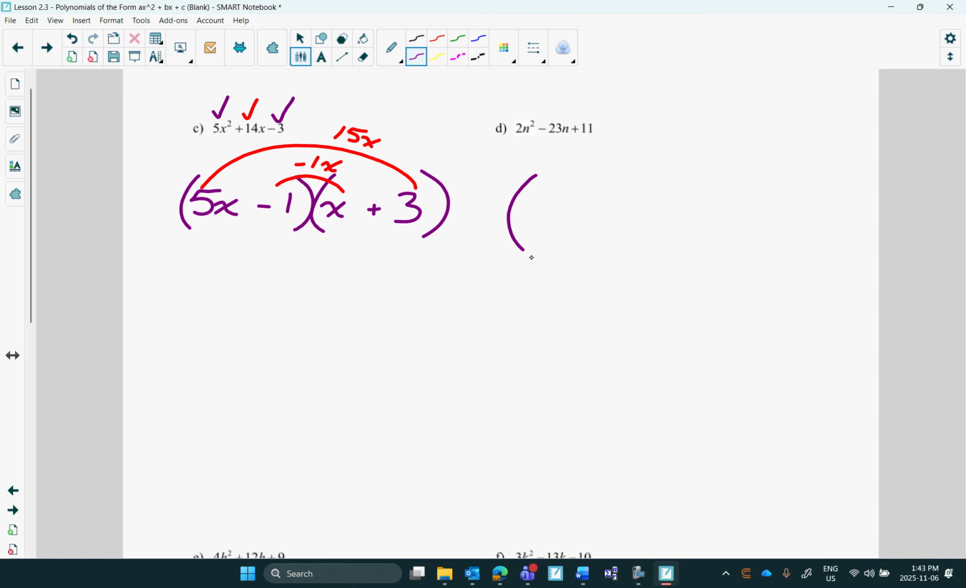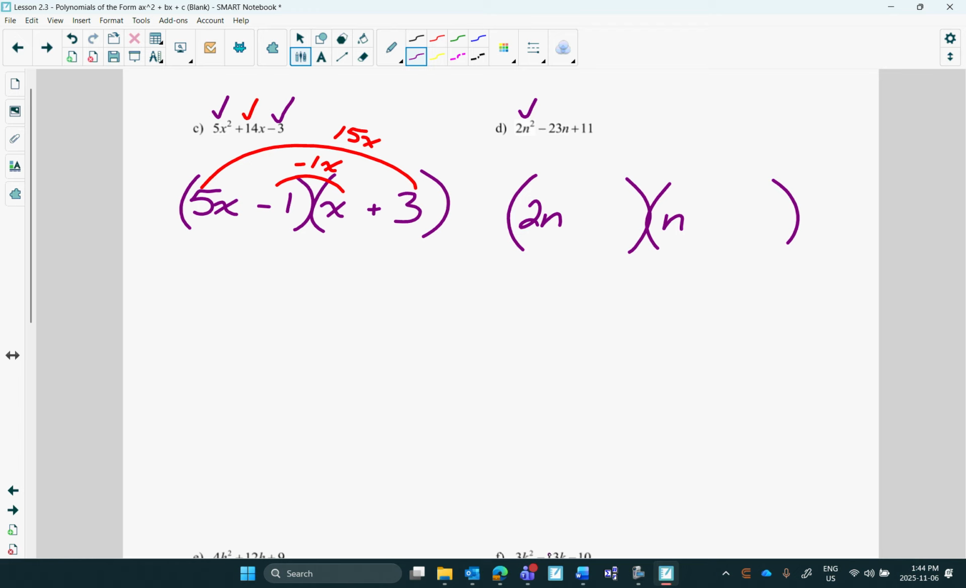Two sets of parentheses. This one's a little bit tricky. Two things that multiply to get 2n squared: 2n and n, so that works. Now here's where you've got to look at the whole thing. Two numbers that multiply to get 11. There's only one choice: 11 and 1, right? Or 1 and 11. But notice the middle is negative.